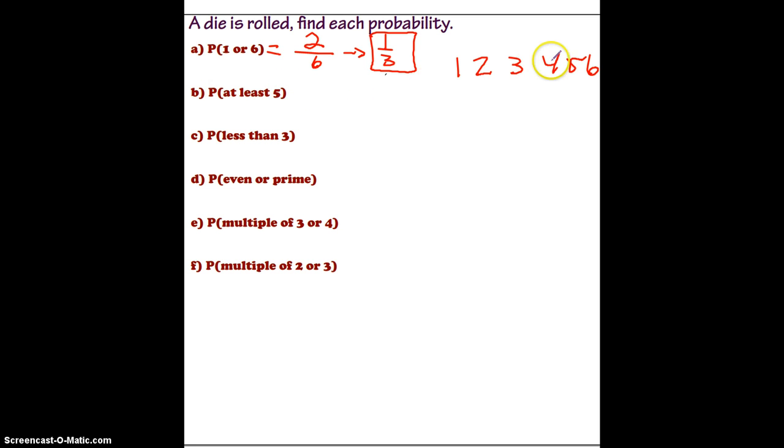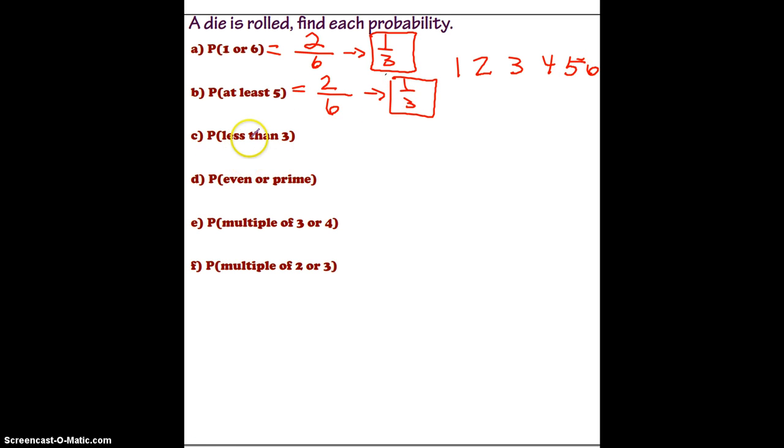The probability of drawing at least 5. So at least 5, I like to draw this line right here and say, here is the section I'm looking for the probability of. So that means that I have two possibilities. It could be 5 or 6 out of 6. And again, this is 1/3 probability.